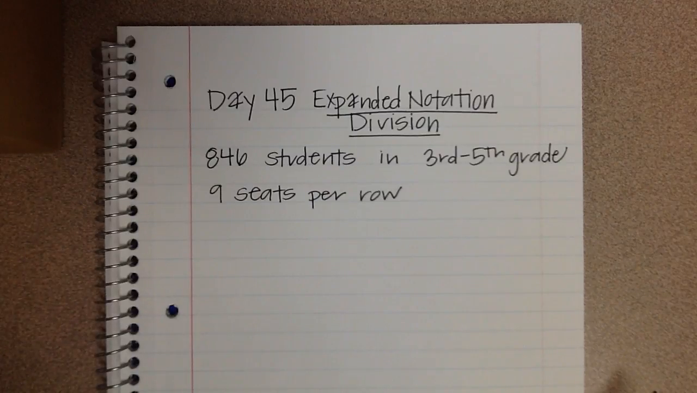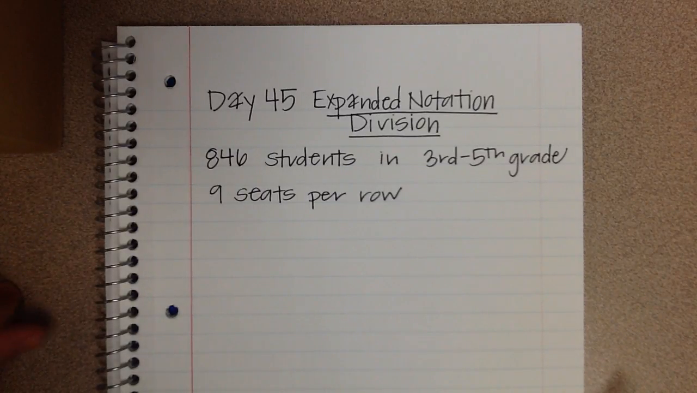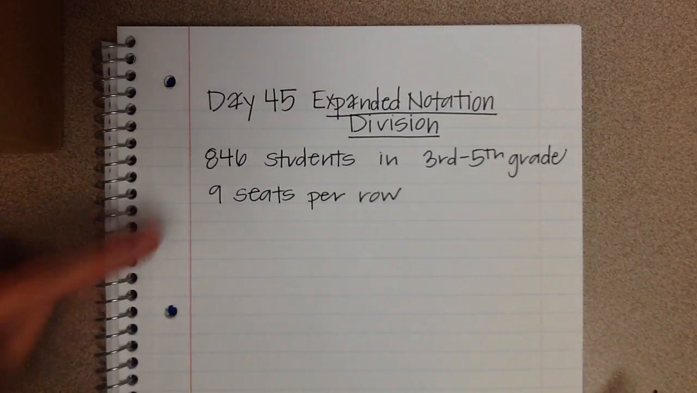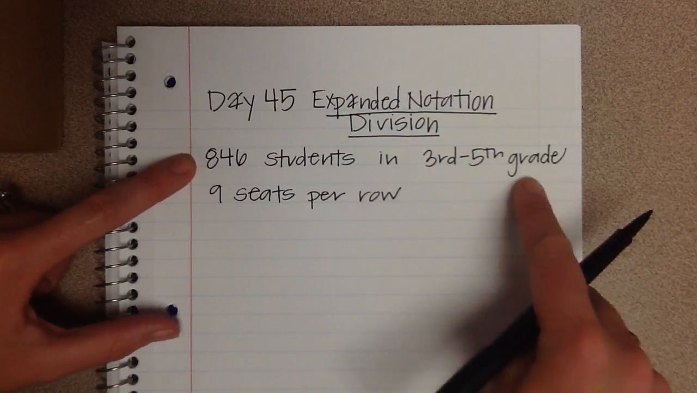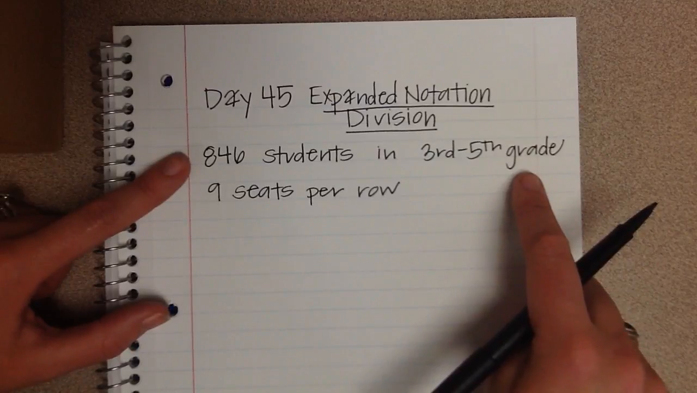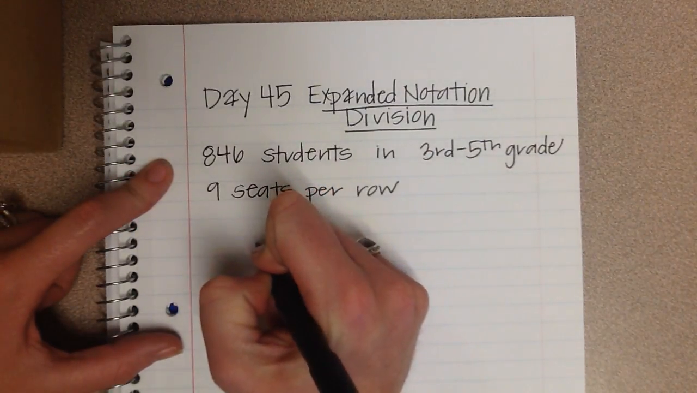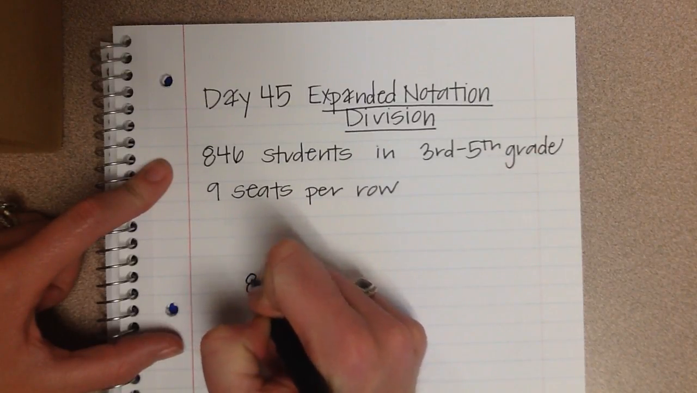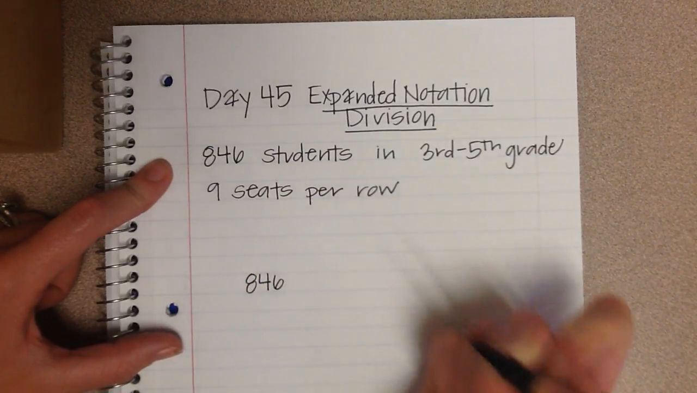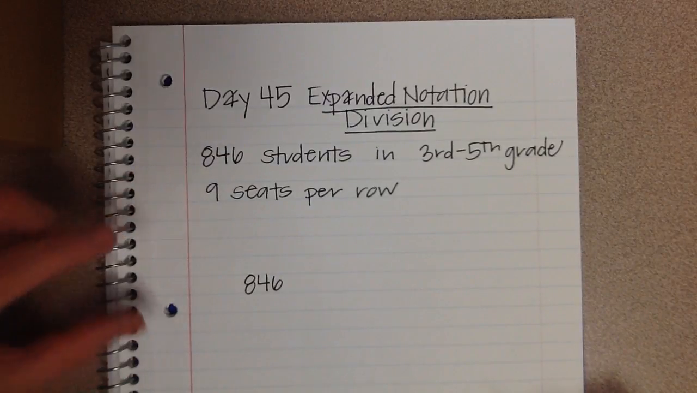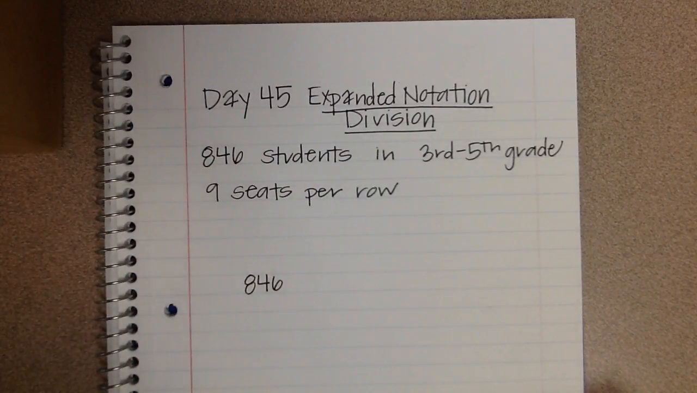Okay. How many seats, not how many seats. How many rows of seats will Harris Creek need to reserve? Okay. So you can only reserve it based off rows. So is 3rd through 5th grade really important for this problem? No, it's not. I know my total amount is 846, and I need to figure out how many rows we need.